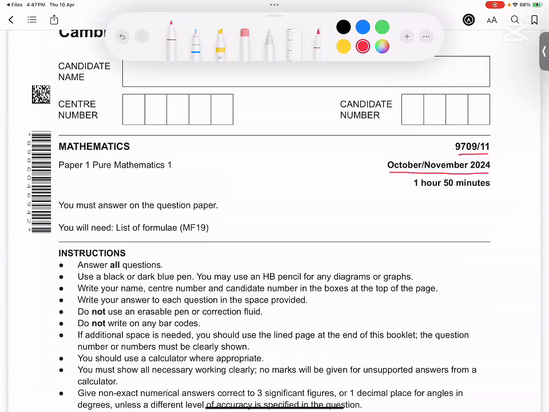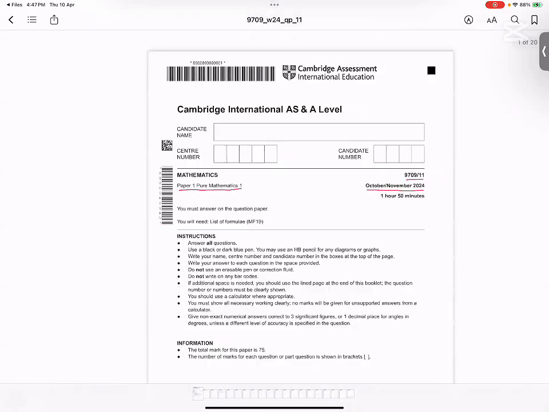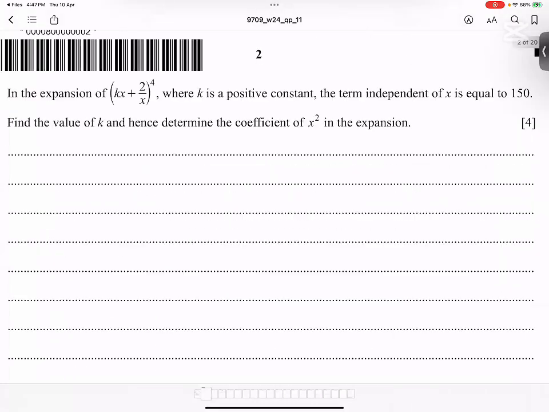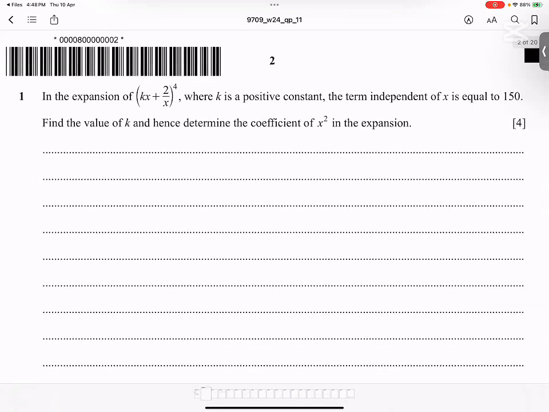October 2024, first variant and complete Pure 1 paper. We are going to start. So all of you get ready. So question number 1.